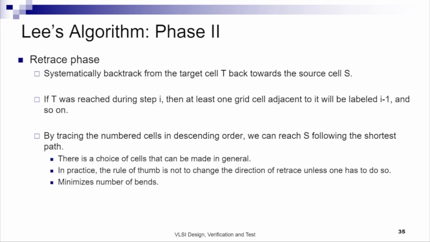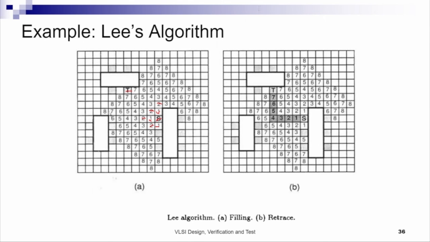Now the second phase is the retrace phase. So we systematically backtrack from the target cell T towards the source S. Right? Backwards towards the source S. If T was reached in step I, then at least one grid cell adjacent to it will be labeled I minus 1 and so on. So what happens is that now after phase 1, we backtrack and go back to the source.